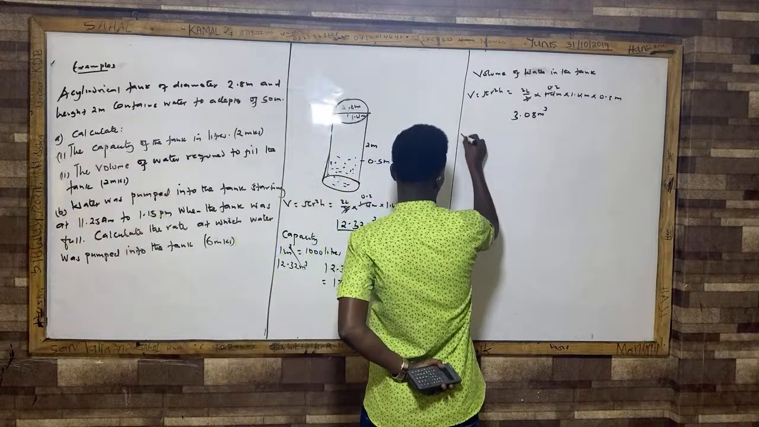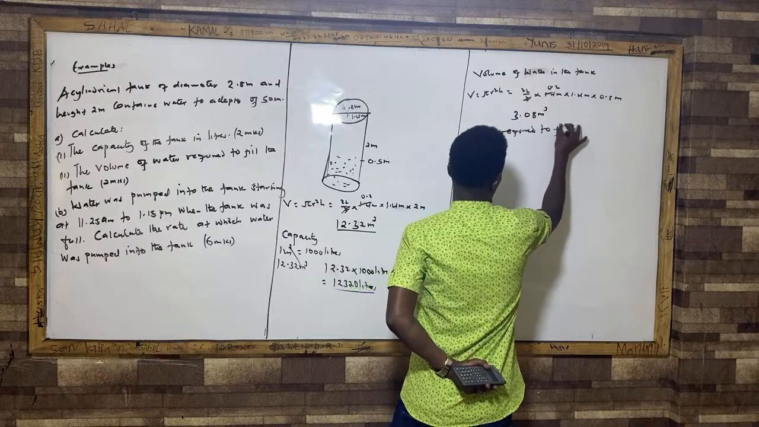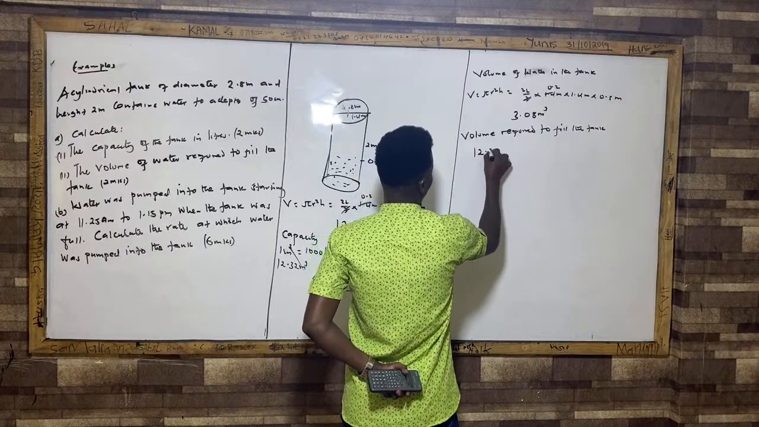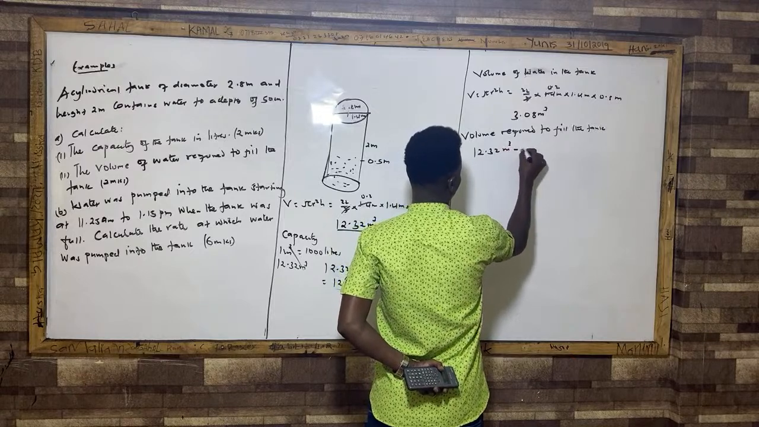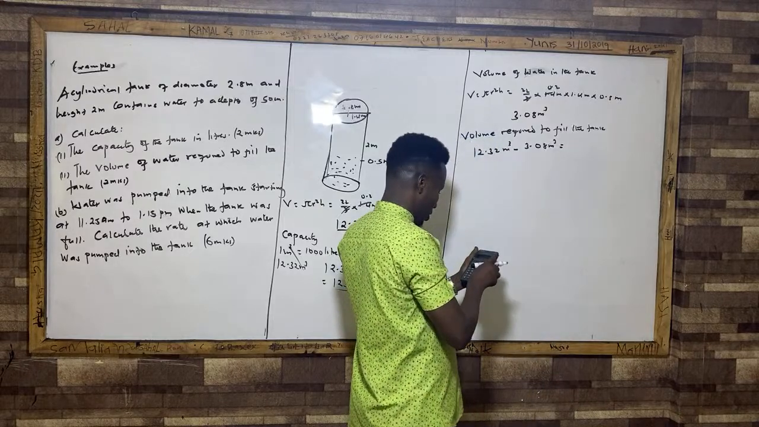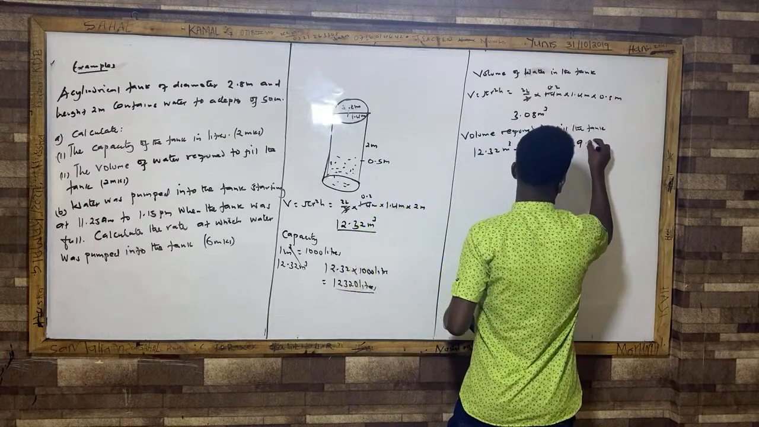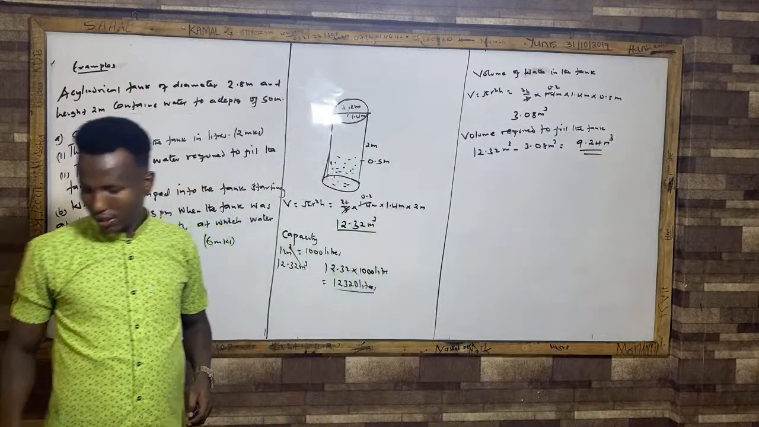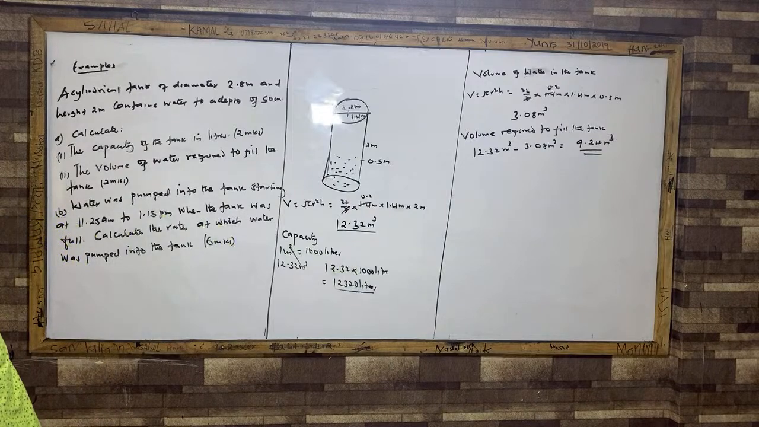Volume required to fill the tank. It will be how much? Subtract: 12.32 meter cubic minus 3.08 meter cubic. It will give you how much? 12.32 minus 3.08, our final answer, that is 9.24 meter cubic. This is the volume required to fill the tank, for your information.